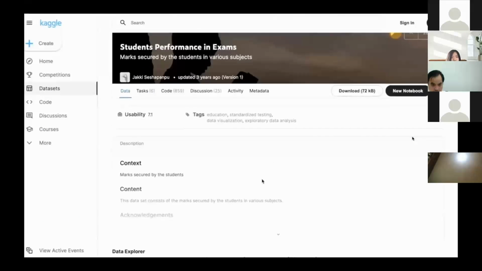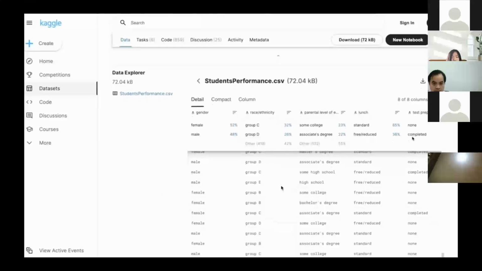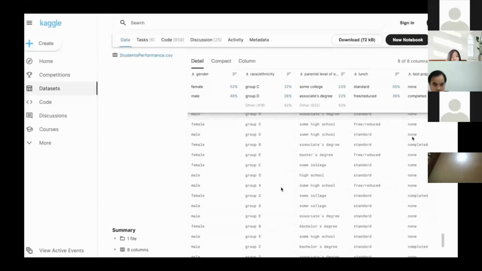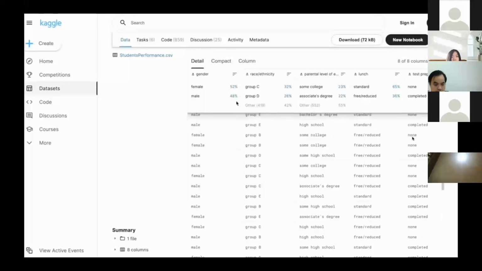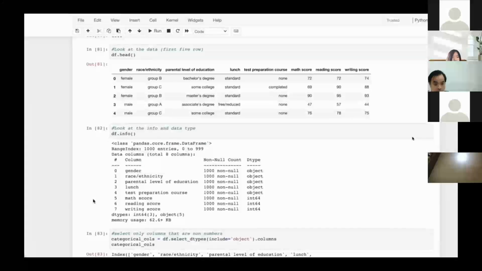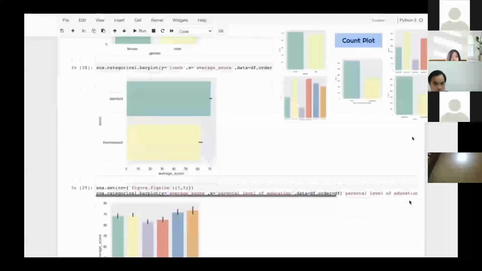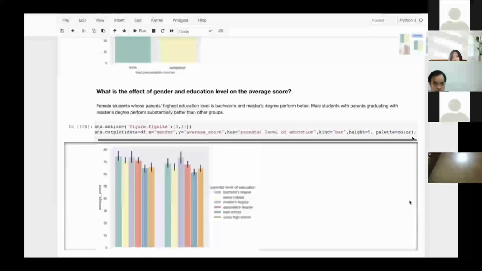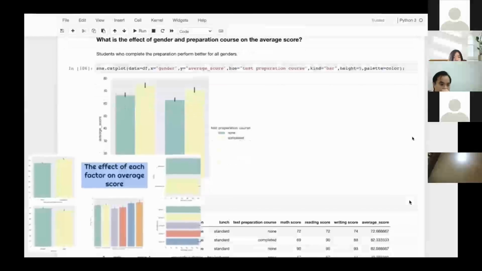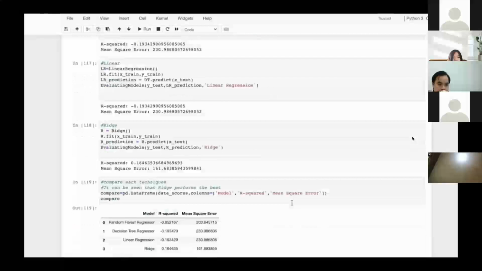First, I obtain the data set. This data set is a sheet from Kaggle containing 1,000 students and 8 different attributes, including students' gender, race, parental level of education, lunch, test preparation course, math score, reading score, and writing score. After that, I perform data preparation to see data types and missing values. I did some exploratory data analysis, including the visualization, to find correlations between each attribute. Then I set up regression models and evaluated performance.